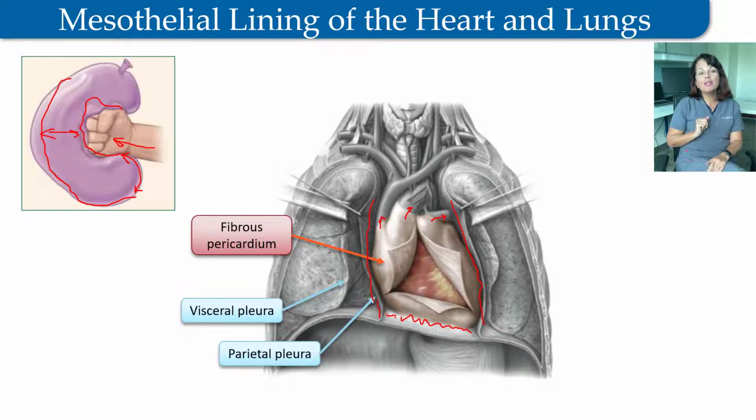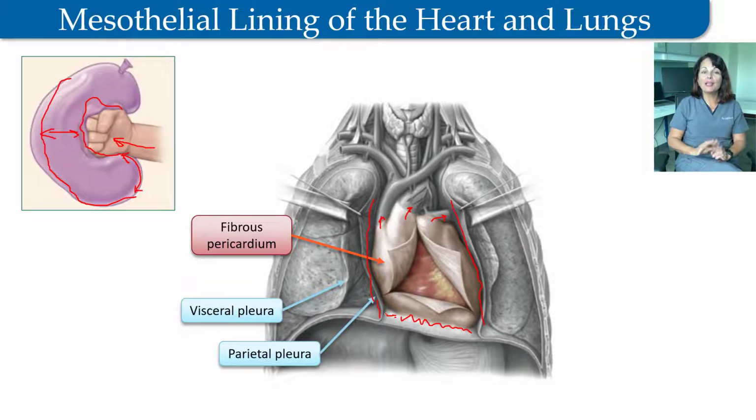The fibrous pericardium is rigid and it protects the heart against sudden overfilling from the great vessels that pierce it superiorly. The inner surface of the fibrous pericardium is lined by a layer of serous pericardium, as well as the surface of the heart.